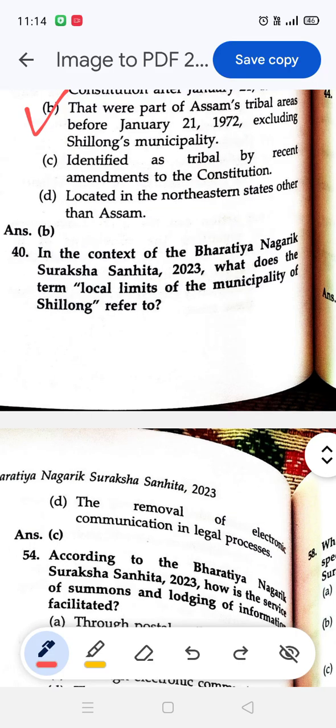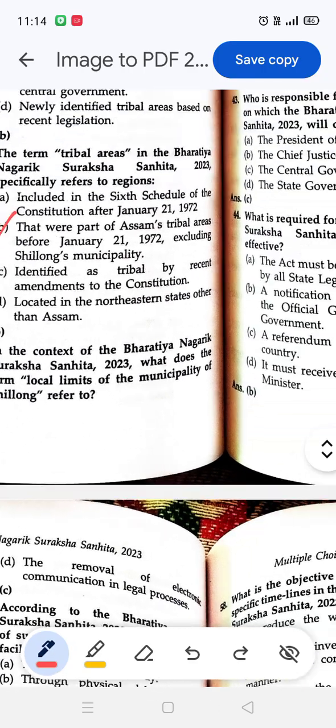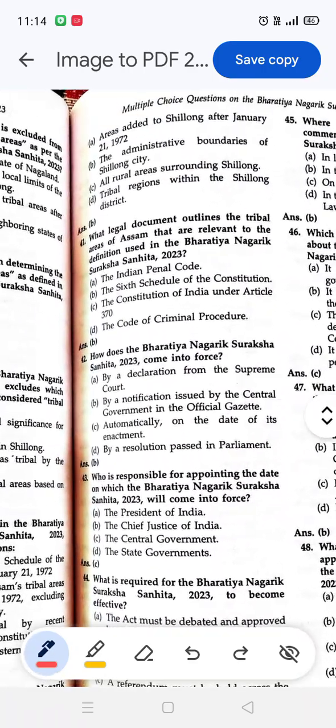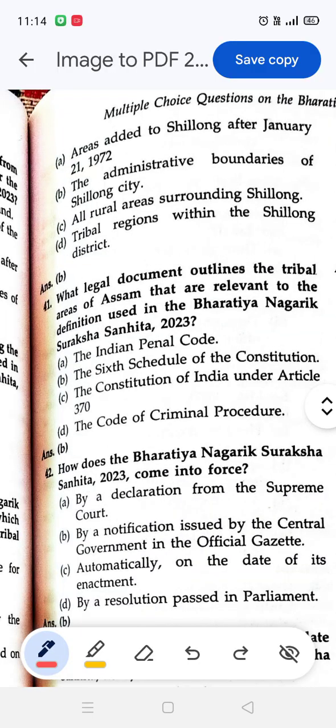Question number 40. In the context of BNSS, what does the term local limits of the municipality Shillong refer to? So here option B is correct, the administrative boundaries of the Shillong city.